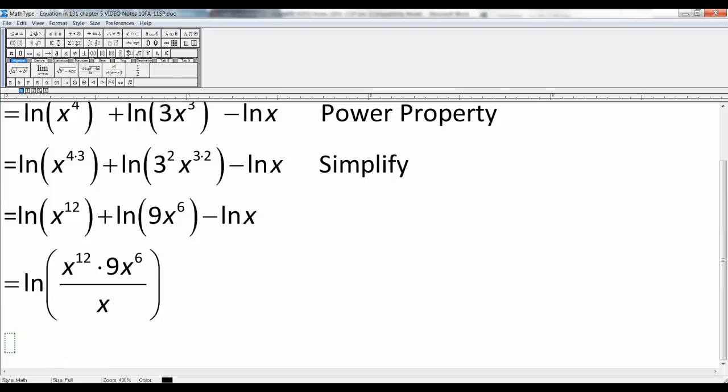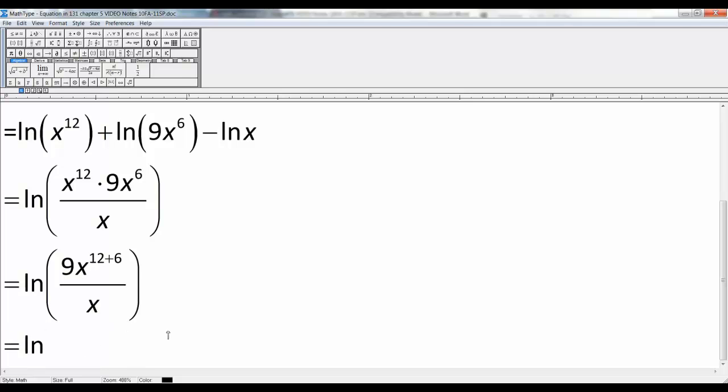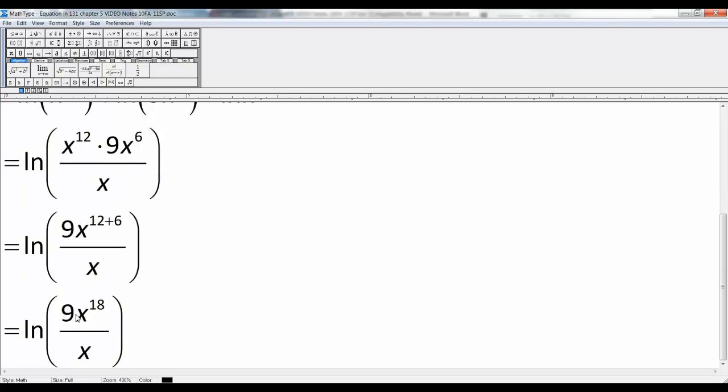That's okay. So it would be equal to ln of 9x to the, you've got to add those, 12 plus 6 over x on the bottom. So this is equal to ln of 9x to the 18 over x. Now, if you didn't do my addition, 9x to the 18 would be all you have. But if you did what I did and added in just a little bit, then that makes it 9x to the 17, because there's 18 on top and I threw in that one more that went to the bottom.